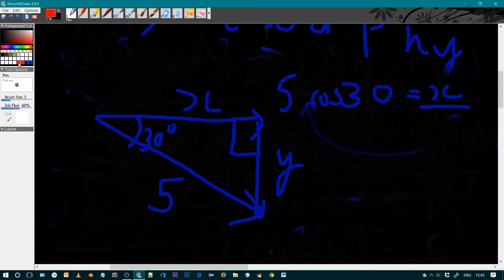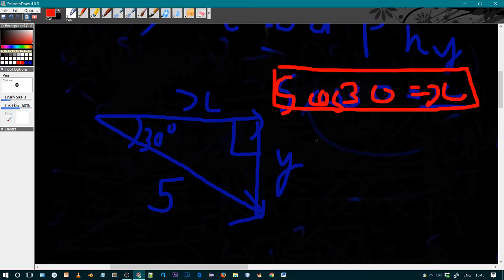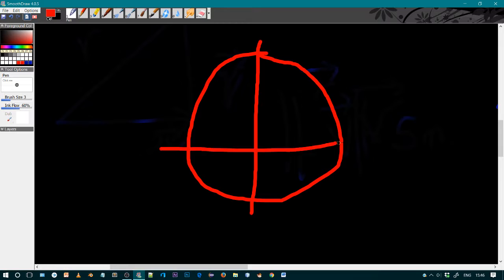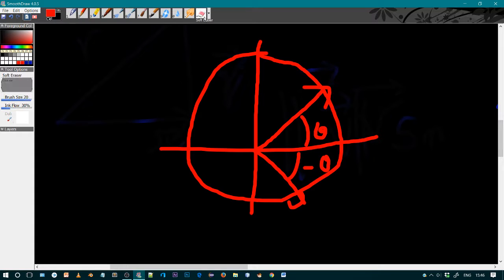I write my solutions in a different color. So this will be my solution: 5 cos 30 will be equal to x. And to find the y component we just do sine of minus 30. Here comes the problem. When you study trigonometry, you know that you have a unit circle, and when you go up by an angle you call it theta, but when you go downwards it is negative theta. So the same case is applied here.